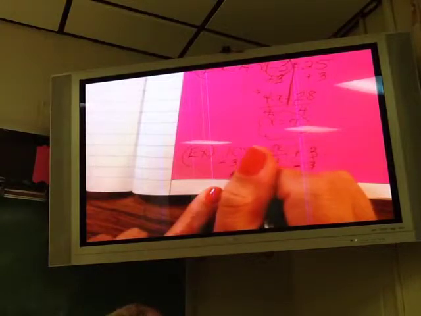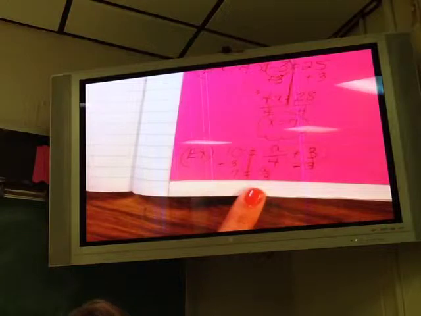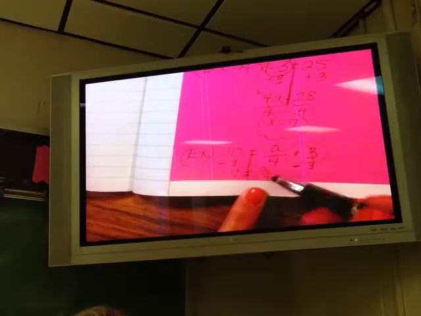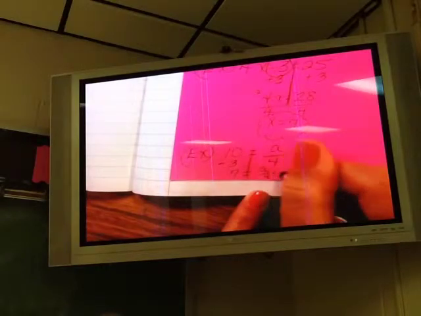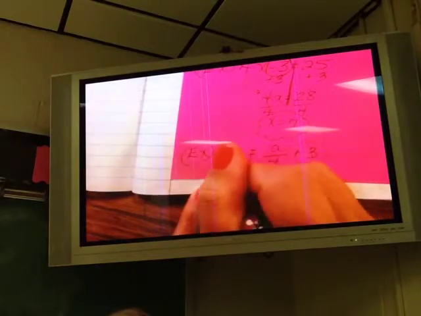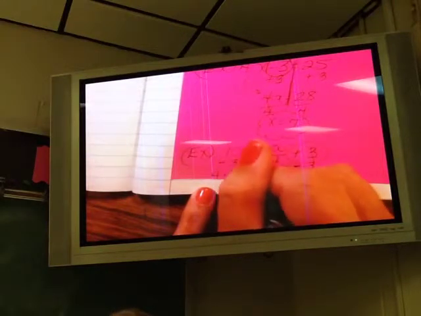7. Thank you. And now the very last step, I have to either multiply or divide to solve. In this case, it says divide by 4, so the inverse would be multiply by 4 on both sides. So A equals 28.